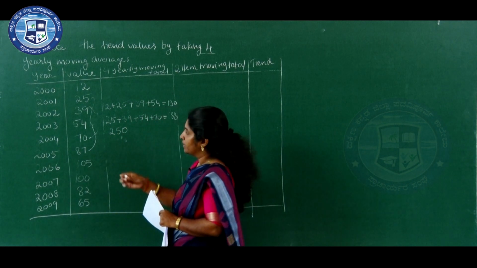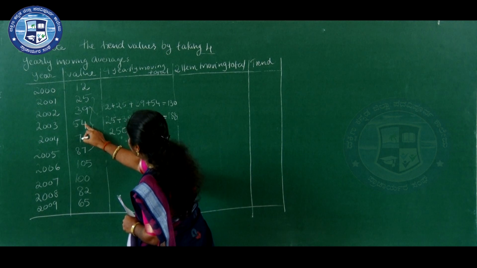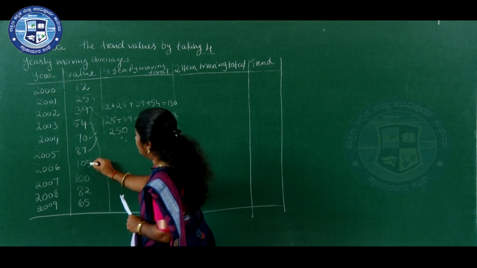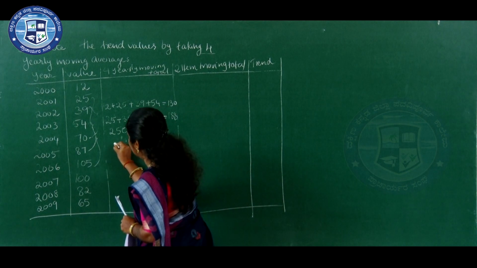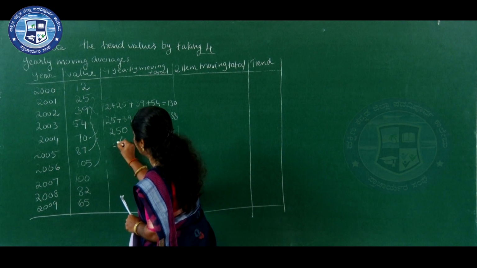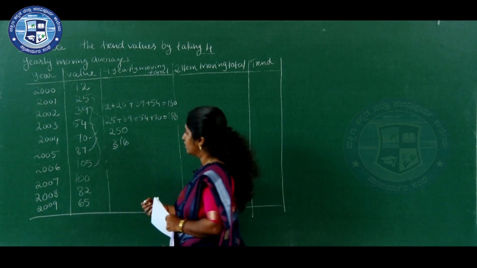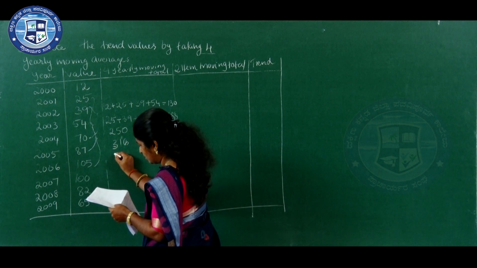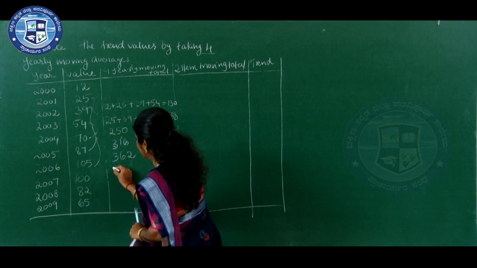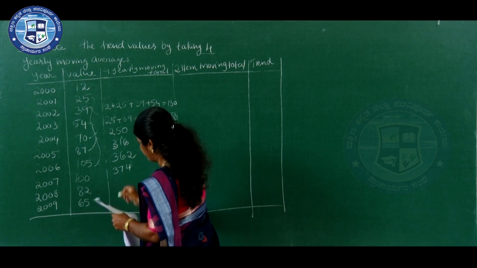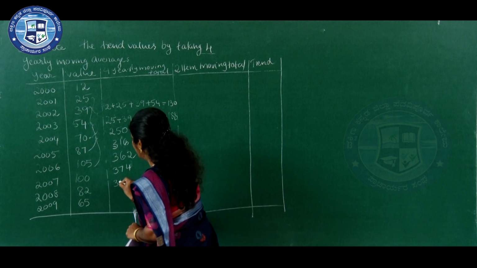Same way you have to repeat. Then 54 plus 70 plus 87 plus 105, that is 316. Then 362. Next is 374, then 352.